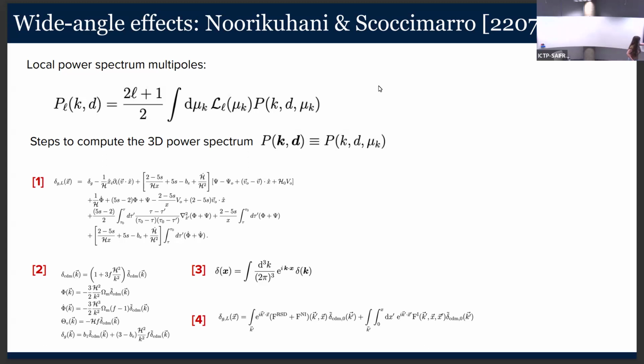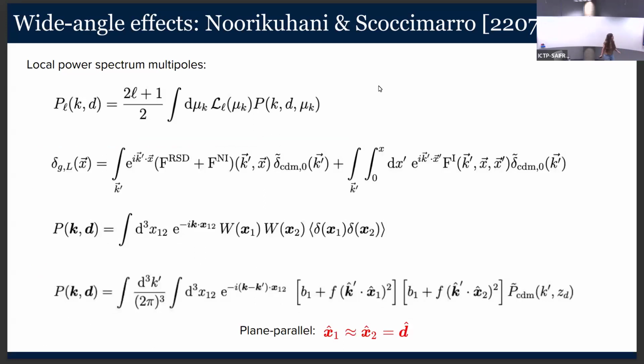Here, the basic idea is that we want to compute this with the d dependence. The d dependence will appear in this exponential here. If you assume the flat sky, the plane parallel, then this exponential simplifies and you recover your results. I'm not going to go through all the details because it's very technical, but we can discuss this later. The basic idea is that you want to break the plane parallel assumption when you transform from your Fourier quantities to your configuration space quantities.